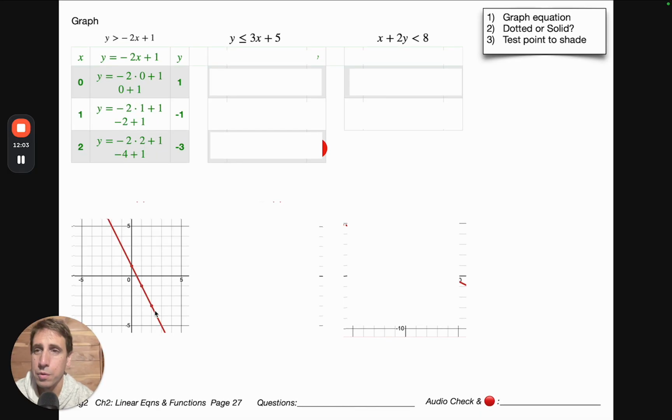Boom, boom, boom. Now we got to ask ourselves, so we finished graphing the equation. Now, is it dotted or solid? Well, this greater than symbol means that this line is actually not a solution. It's just going to be the boundary line between the solutions. So I'm going to do it dotted to show that, for example, 0, 1 is not a solution. And 1, -1 is not a solution, but it is on the boundary that separates the solutions.